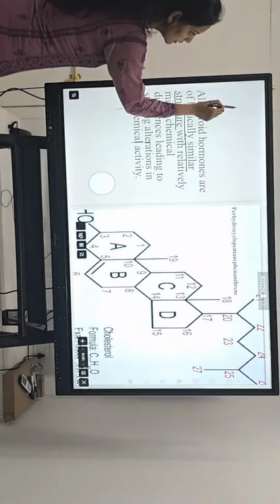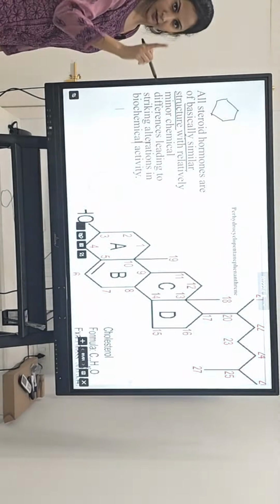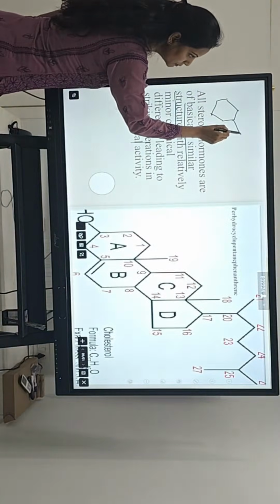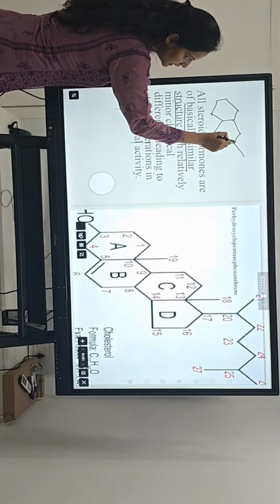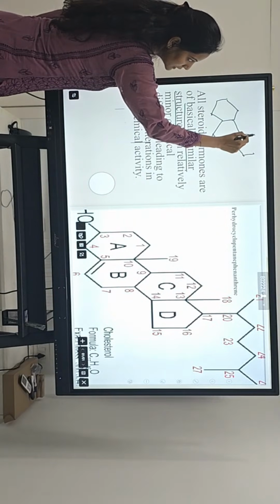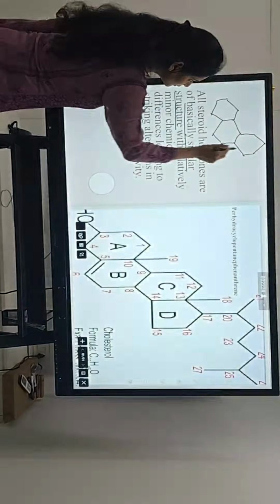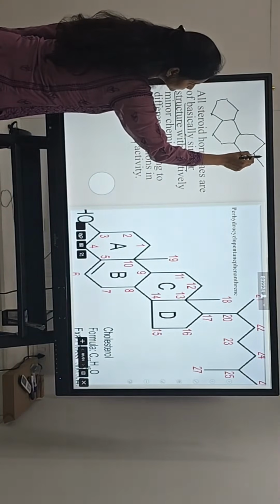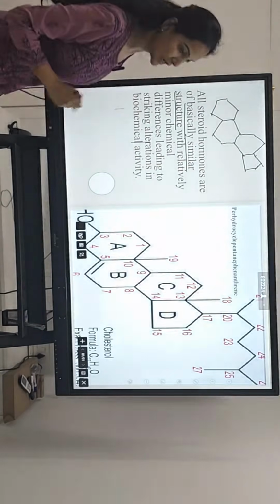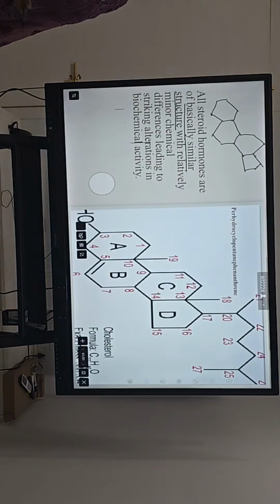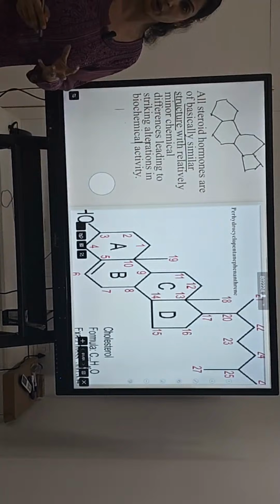Okay, here, what is this? This is one benzene ring. If I add one more benzene ring, then it becomes naphthalene. If I add one more benzene ring, then it's called phenanthrene. If I add one penta ring here, then it's called cyclopentanophenanthrene. It is the basic nucleus of any steroid compound.